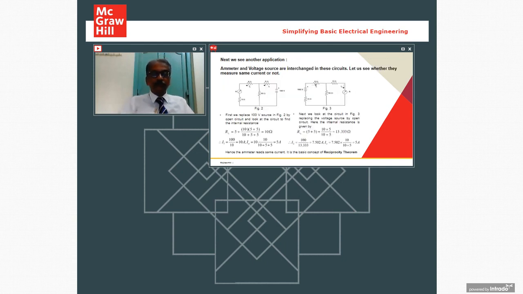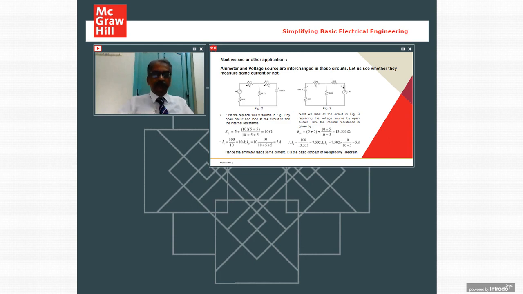We can see another problem. Now here there are two circuits. Question is, in the left hand circuit, one ammeter is there. If we replace the battery and ammeter, whether the ammeter will read the same.